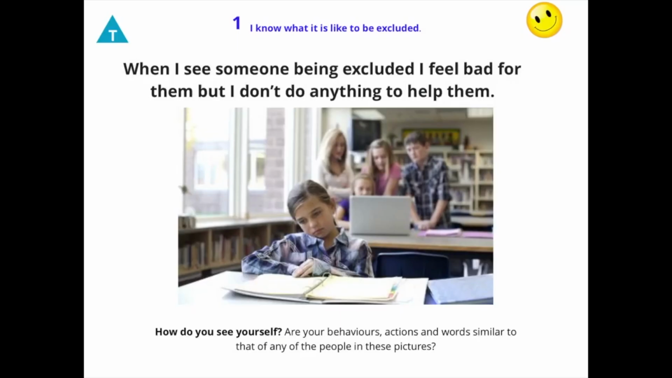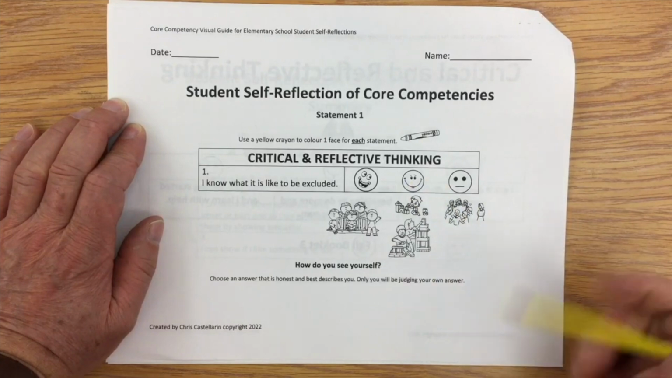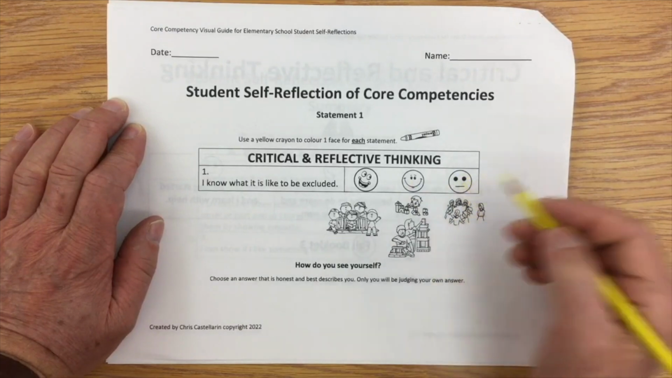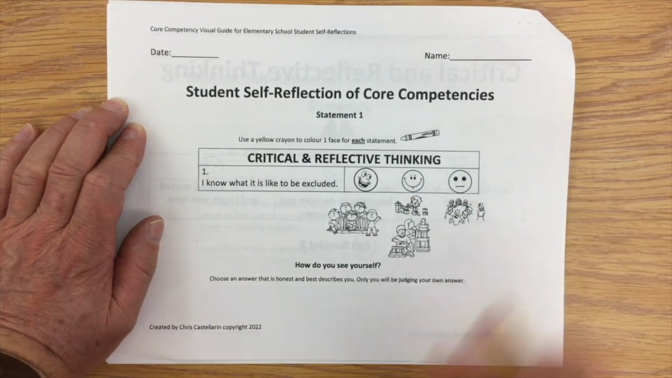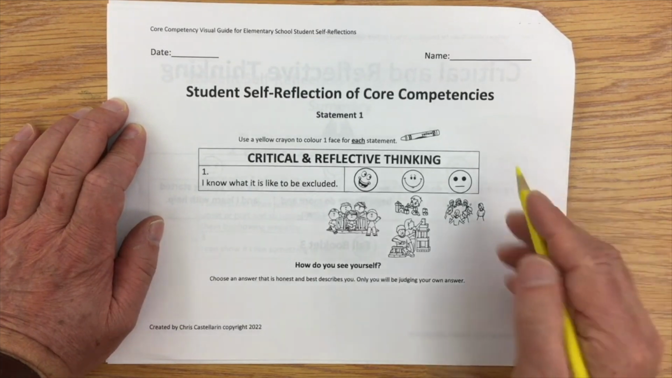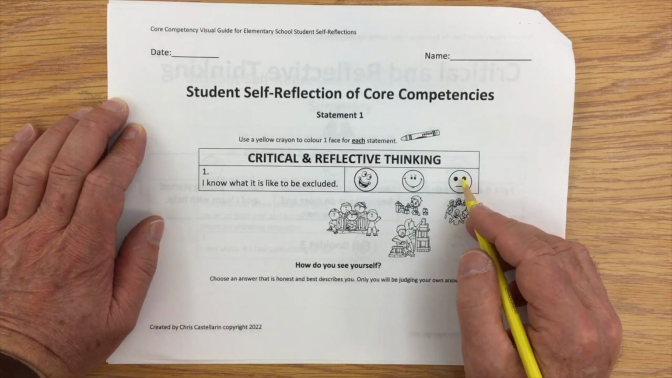When I see someone being excluded, I feel bad for them, but I don't do anything to help them. How do you see yourself? Are your behaviors, actions, and words similar to that of any of the people in these pictures? And if I were to color in this neutral emoji face, then what I would say about myself, if I'm being honest, because only I'm judging myself, is I would say, yeah, maybe I know what it's like to be excluded, and maybe I don't.